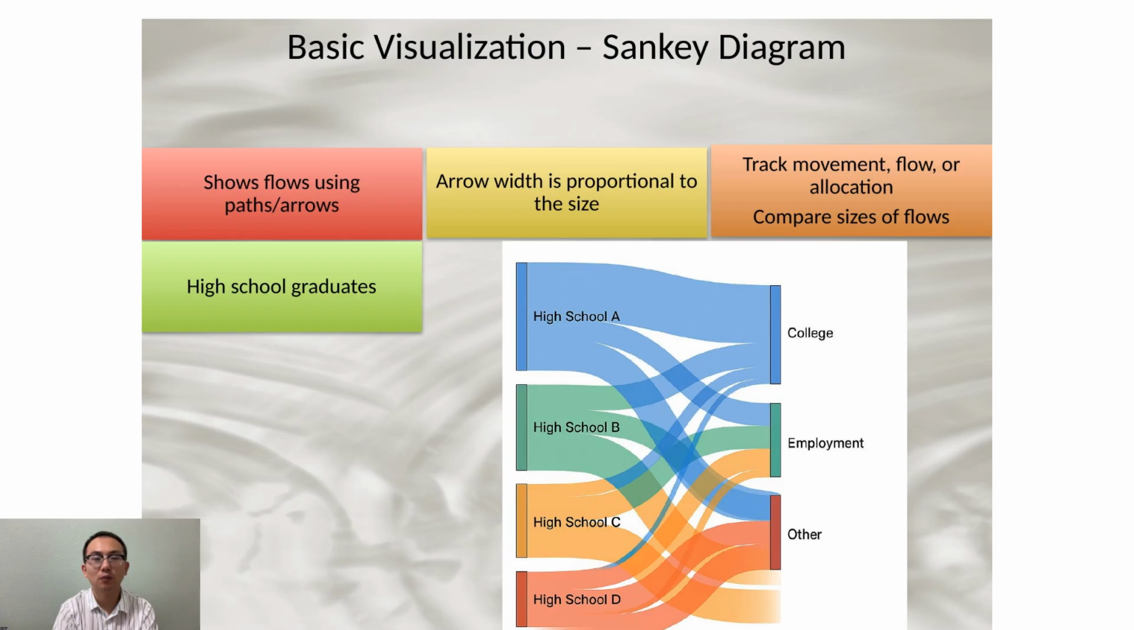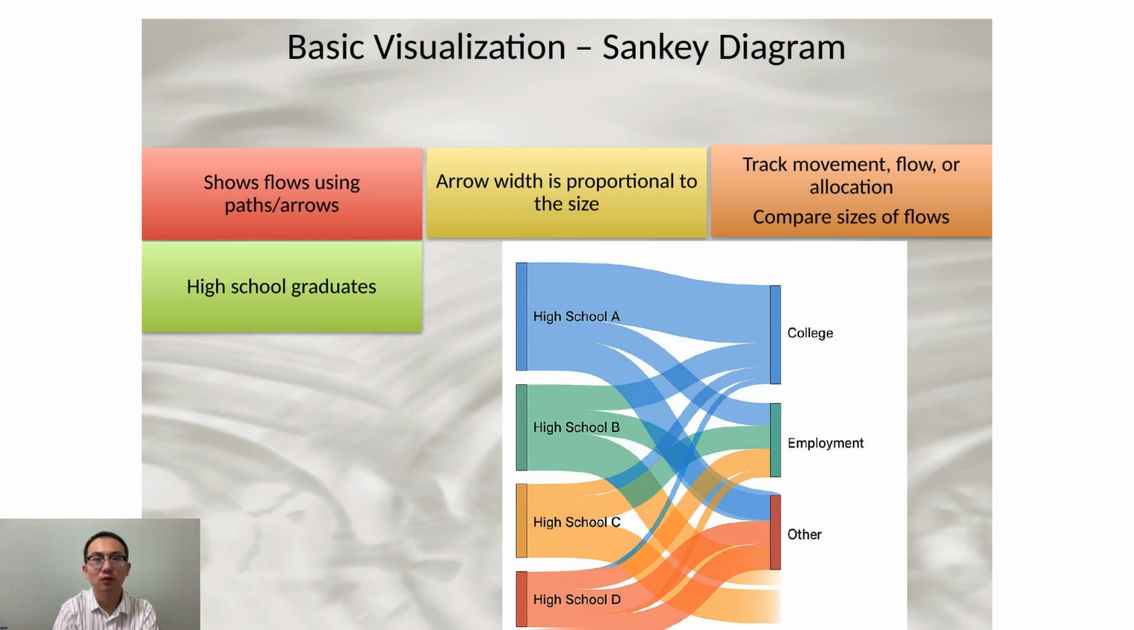In this example, we're looking at what students do after graduating from 4 high schools. The Sankey diagram shows the paths they take, whether they go to college, enter employment, or take other routes. Here's what we see. High school A. Most students go to college, only a few take other paths. High school B. Students are evenly split between college, work, and other. High school C. A large number of students choose alternative options, with fewer heading to college or employment. High school D. Most students go into the other category and very few go to college.